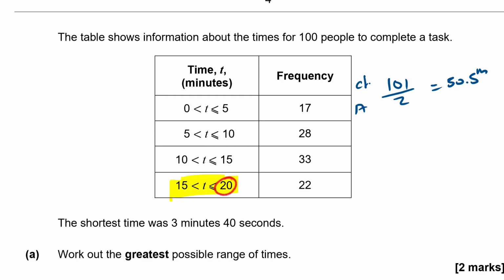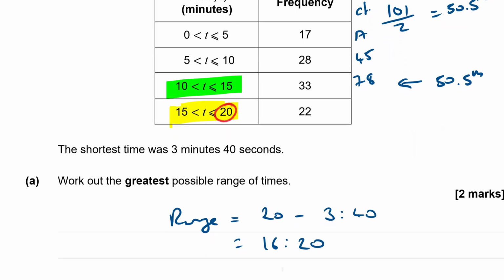Cumulative frequency tells me that my first 17 are in there. 17 plus 28 is 38, 40, 45, so that category goes up to 45. And then the next group goes from 46 up to 78. So my 50.5th value is going to be in that range, in the 10 to 15 category. So you can see that t has to be greater than 10 and less than or equal to 15. So it cannot be exactly 10. It's got to be slightly more than 10. If it was exactly 10, it would be in the group below.